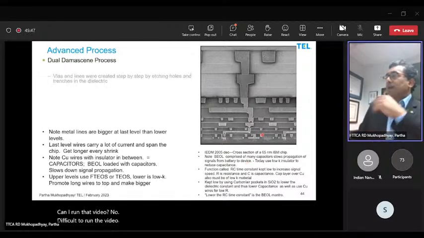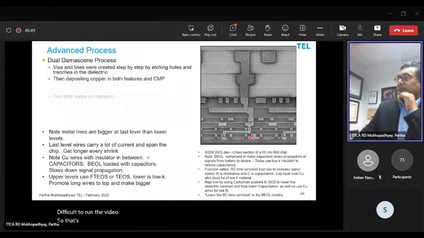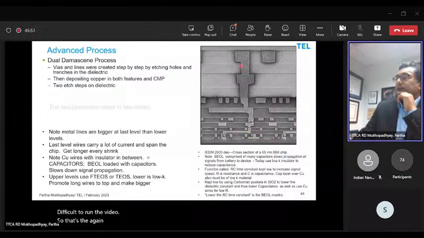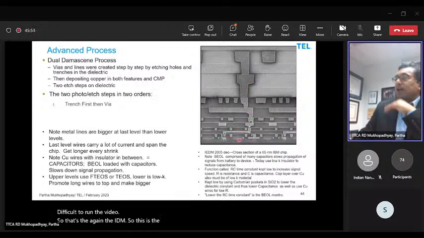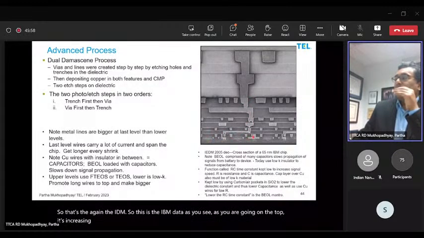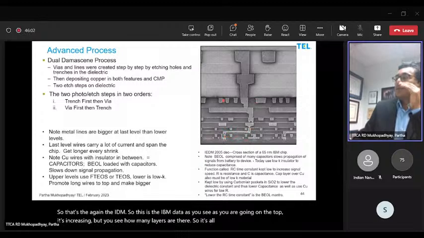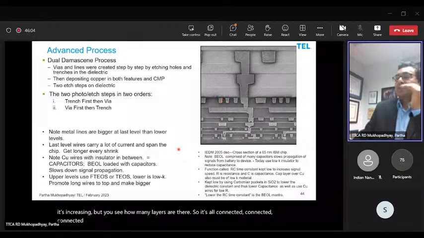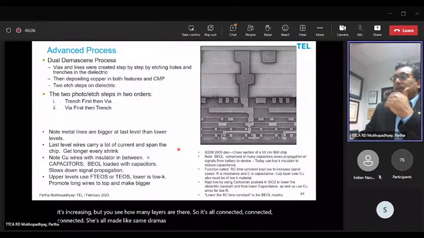Anyway, so that's the, again, IDM. So this is the IBM data. As you see, as you are going to the top, it's increasing. But you see how many layers are there. So it's all connected. This is all made the same way, with damascene, like those things.